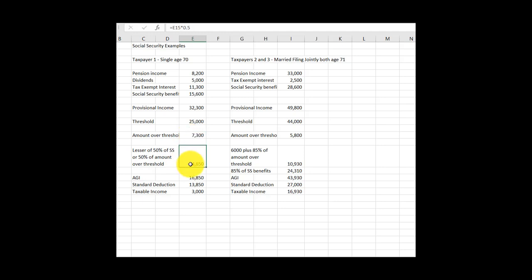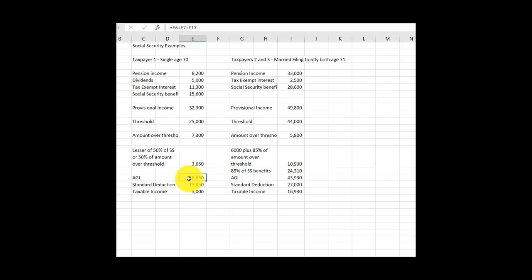And so we calculate the lesser of half of our Social Security benefits, or 50% of the amount over the threshold. Half, 50%, whatever you prefer, of the amount over the threshold, whichever is lowest. So if I look at this roughly in my head, Social Security benefits are 15,600, so half of that would be 7,800, and so obviously in this comparison, 50% of the amount over the threshold is lower, and that's what I calculate and include in my income.